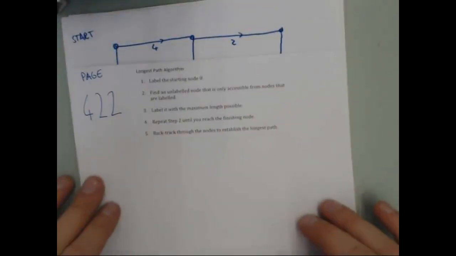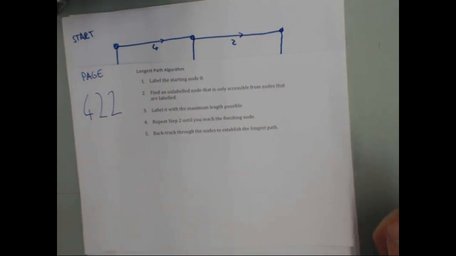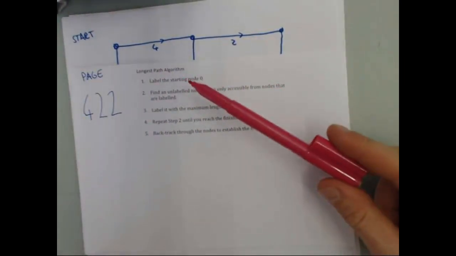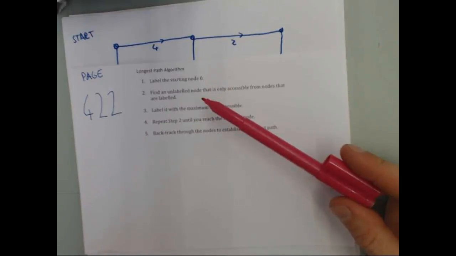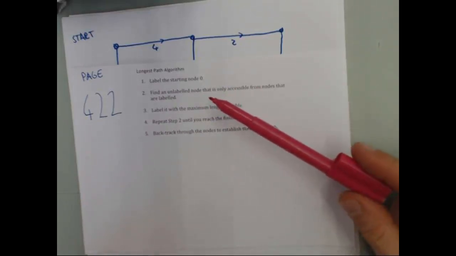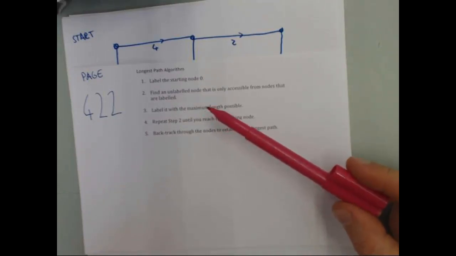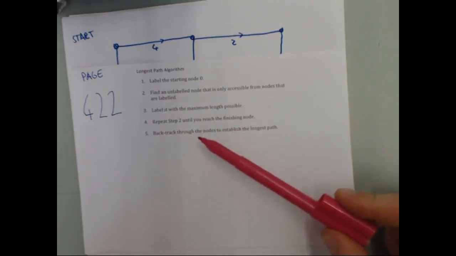Like shortest path, we've got an algorithm. It's not the same as the shortest path algorithm, but you just box the biggest number. That won't work. It's a slightly different algorithm. We're going to label the starting node 0. Then we're going to find an unlabeled node that is only accessible from the nodes that are labeled. We're going to label it with the maximum length possible. And then we're going to repeat steps 2 and 3 until we reach the finishing node. Once we reach the finishing node, we're going to backtrack through to find the longest path.